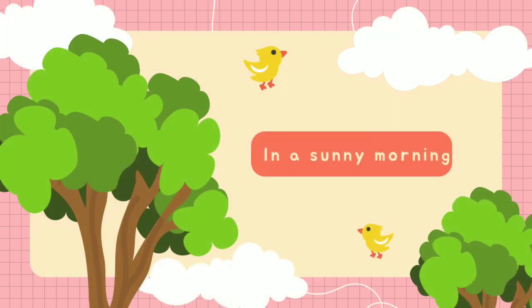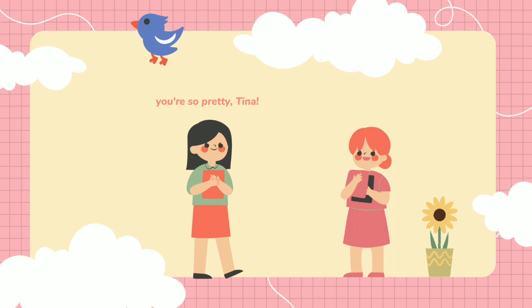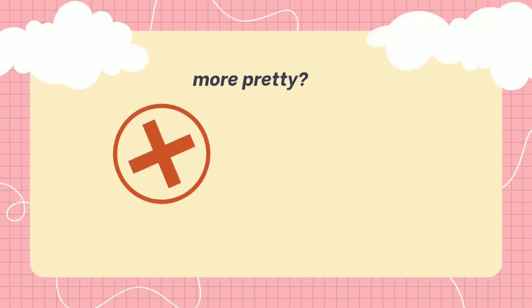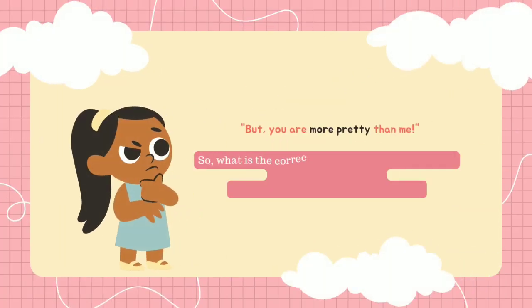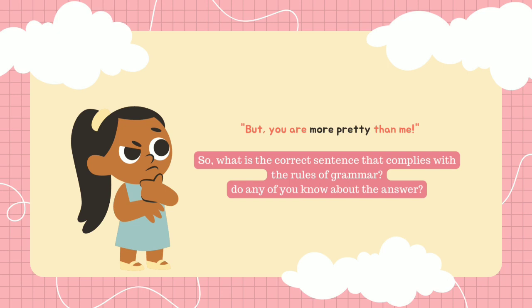On a sunny morning, Tina meets Mia in the garden. "You are so pretty, Tina." "But you are more pretty than me, Mia." "Sorry? What did you just say? More pretty is incorrect. So, what is the correct sentence that complies with the rules of grammar?" Do any of you know the answer?